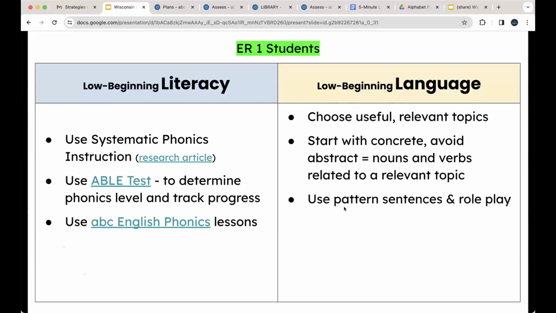It's useful to use pattern sentences and role play when developing low beginning language. An example of a pattern sentence within the topic of health would be, what's the problem? My stomach hurts. What's the problem? My back hurts. What's the problem? My head hurts. So those pattern sentences are repeating that pattern with different target language, target vocabulary.